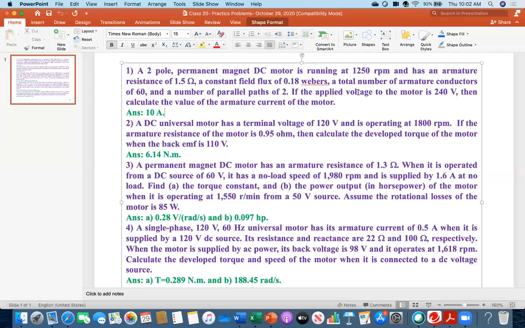Can I have a hint on how to do 3B? I wrote down the equation for power, but don't we need to know the new current to find the new torque? We have the torque constant from part A. Yeah, so you need the new back voltage and you need the new armature current. Both EB and armature current should be new. But you need to use the same torque constant value from the previous one.